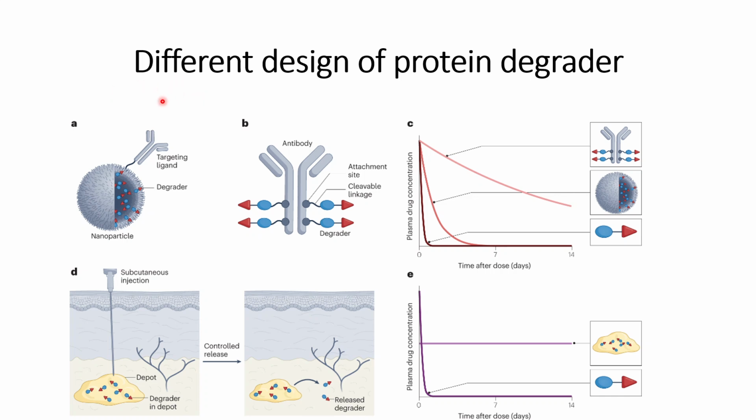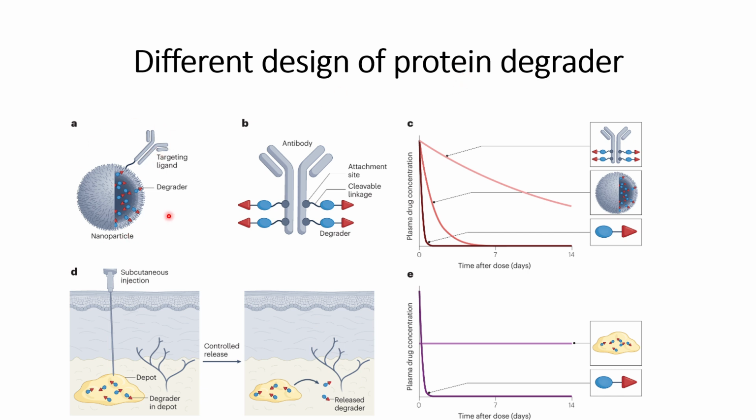In this video we will discuss different types of designs of protein degraders. So far we have understood the pharmacodynamics and pharmacokinetics of these protein degraders using two different maps, that is the heat map and the spider map. Here we will discuss what different designs are available to design these protein degraders.